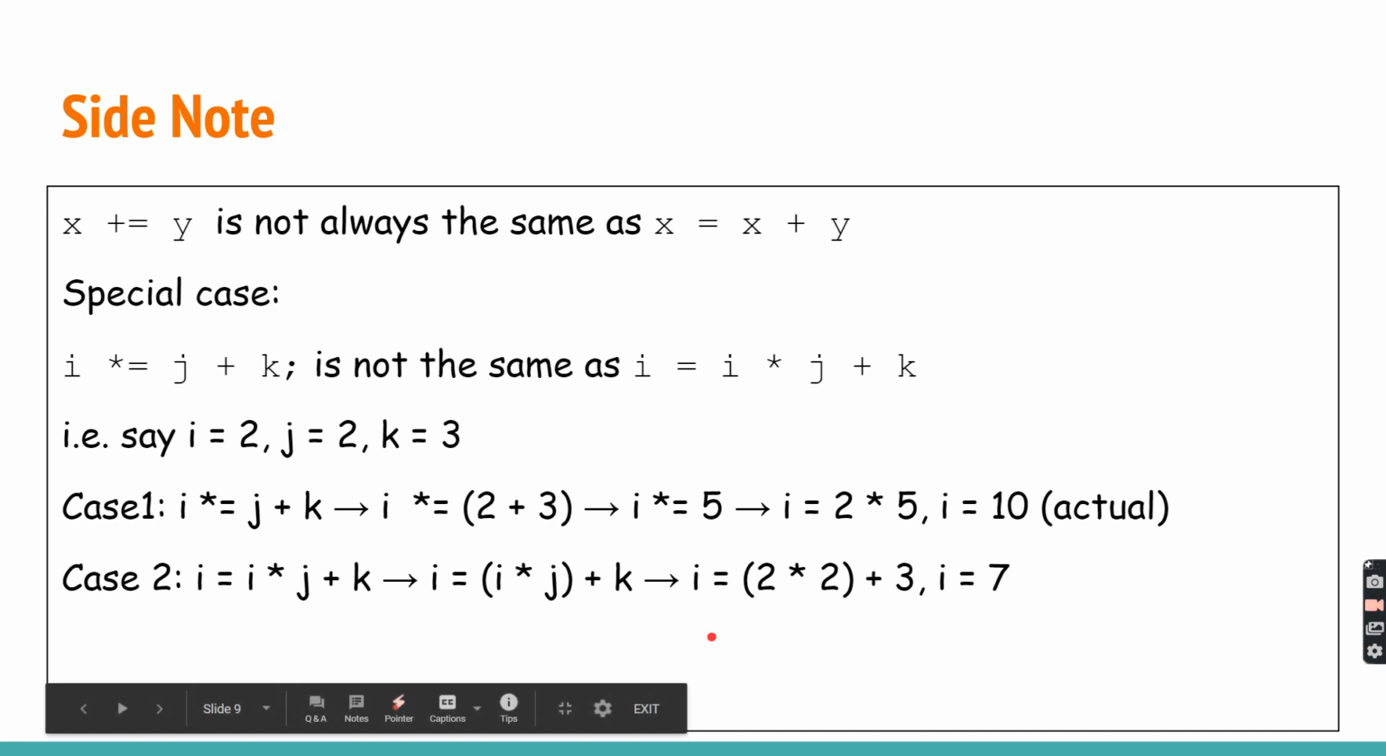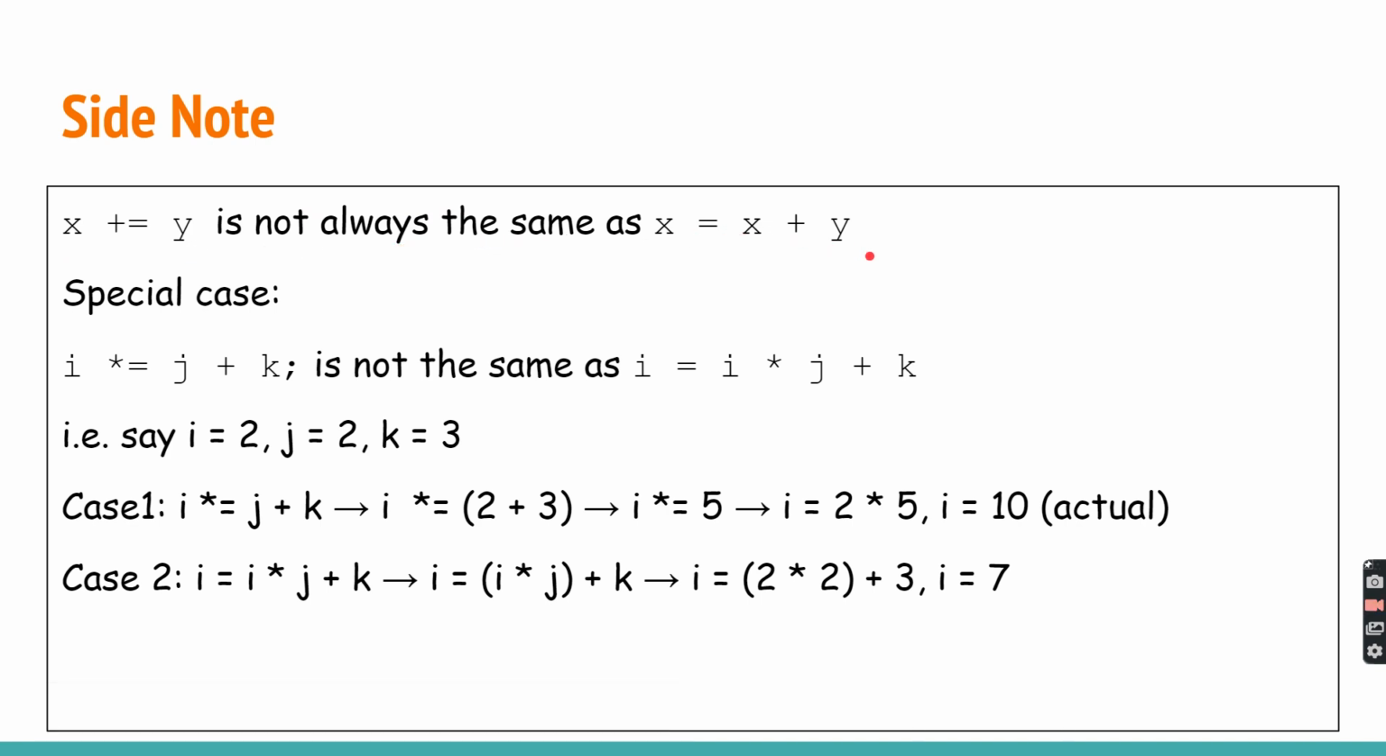So as I was mentioning here, x plus equals y is not always the same as x equals x plus y. And this holds true if and only if y is a constant. But this is also not the case for other compound assignment operators. Here's just an example. This can also be the case with the multiplicative or the division, and we'll look at a special case right here. So if you have the expression i star equals j plus k, this is not the same as i is equal to i star j plus k, as you might think, right? Because if you have i is this, you would do i is equal to i plus whatever is on the right hand side, just like we did.